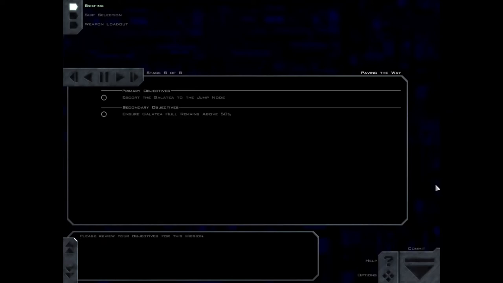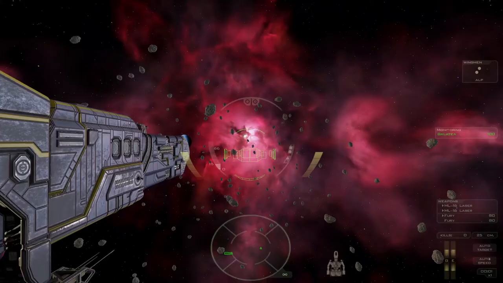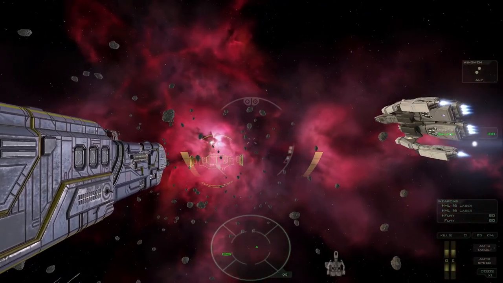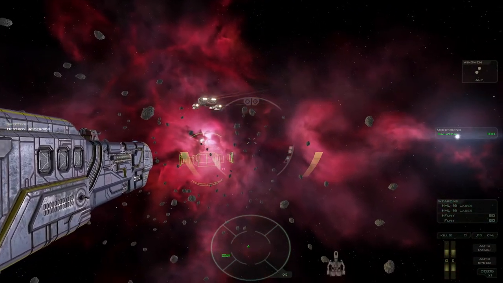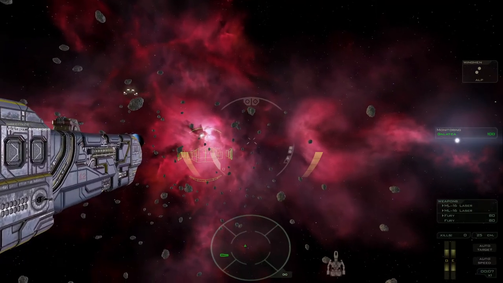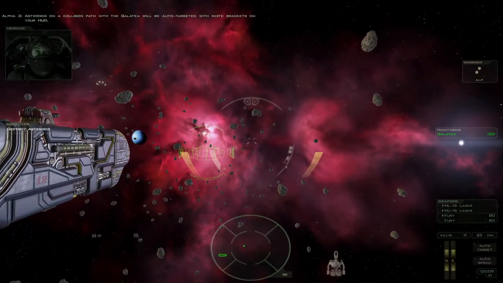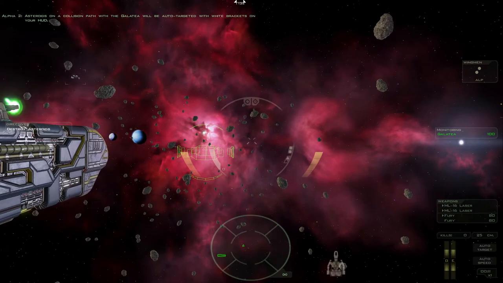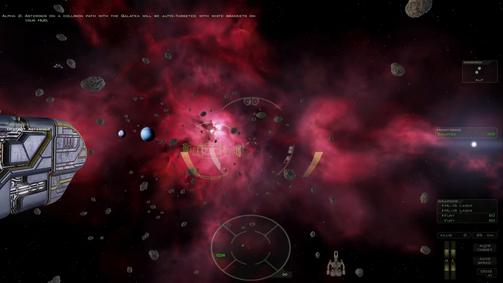Okay, I am going to resist the impulse to make a joke about IKEA, but... Alright, so we need to keep it alive. Those asteroids on a collision path with the Galatea will be auto-targeted with white brackets on your HUD.